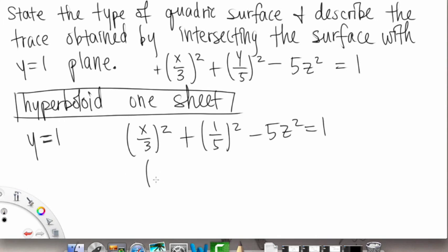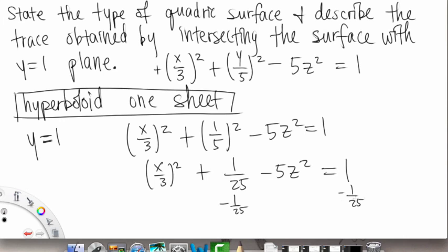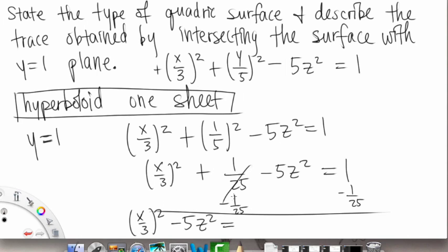So let's just see where this goes. We get (x over 3) squared, and then plus our 1 over 25. I'll just keep our negative 5z squared there, equal to 1. Now let's subtract this 1 over 25 to the right side. So we get (x over 3) squared minus 5z squared is equal to 1 minus 1 over 25, which is the same thing as 25 over 25 minus 1 over 25, equal to 24 over 25. Okay, so now let's continue this on the next slide.